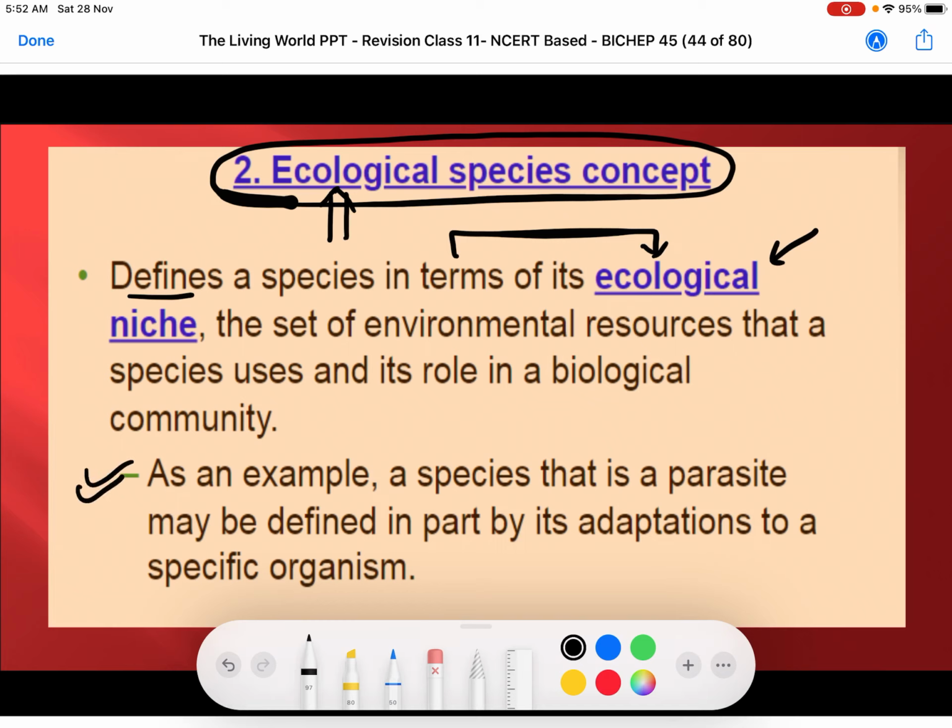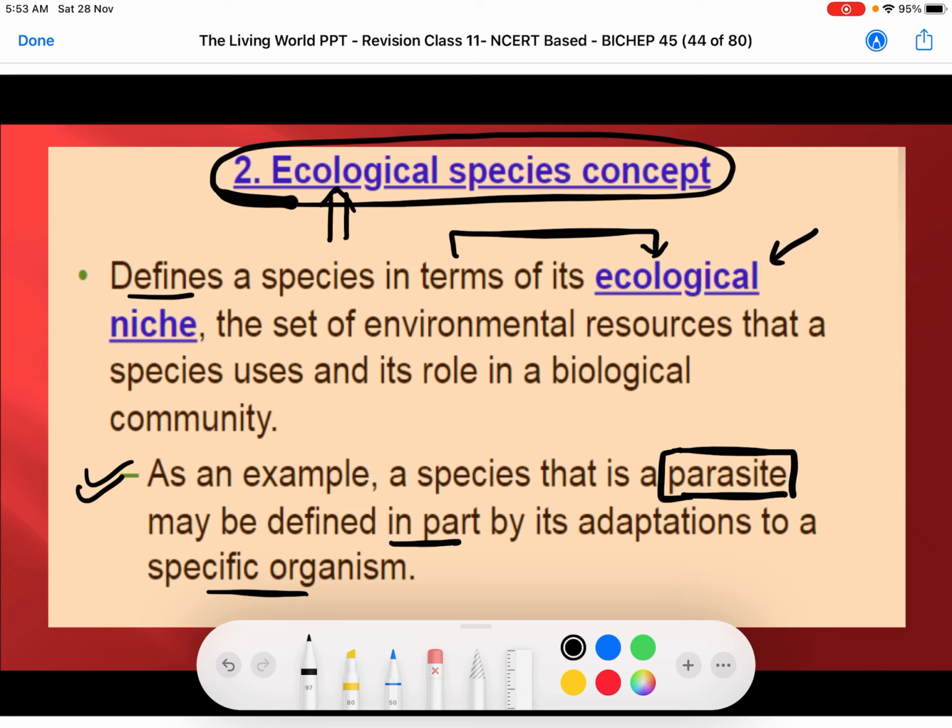For an example, so you understand better, a species that is a parasite is defined in part by its adaptation to a specific organism. As we know, any parasite depends on another species or another member of the species, maybe internally, maybe externally. If they are found parasitizing within the body, it is called an internal parasite, or when they are living outside or on the surface of the body, that is on the skin, on the hair, etc., it is called an external parasite, right?